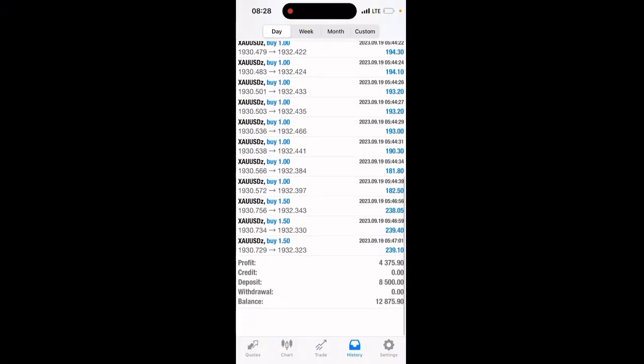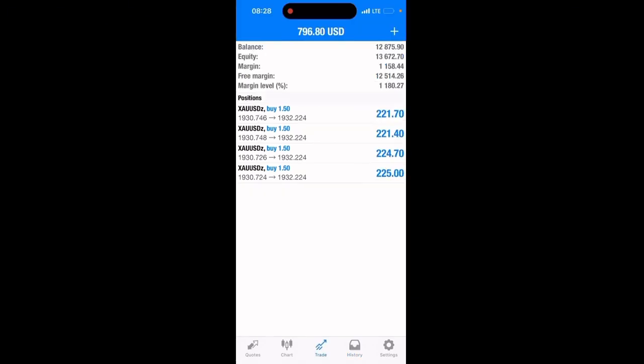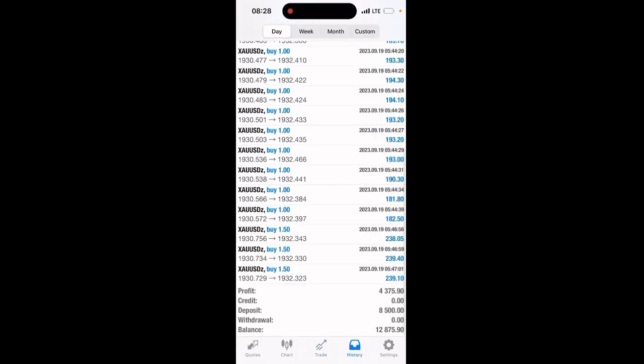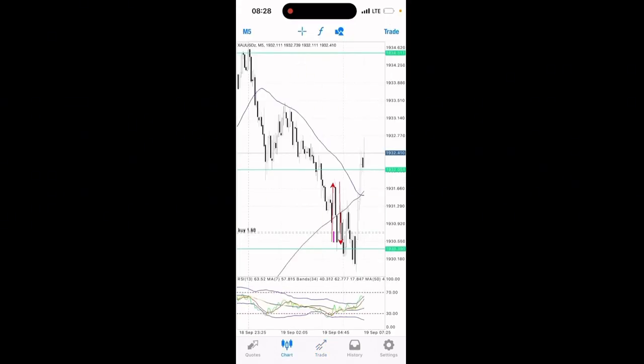We have bagged $4,375, and we are currently running $800 profit. In total, we have bagged over $5,000 profit. This is our remaining position. What we are going to do is set break even for take profit two and take profit three.